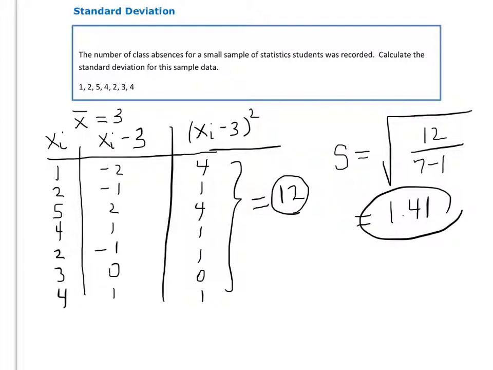Now you can see for a small data set, it was pretty straightforward and easy to do this calculation, but you can imagine that if you had a large data set, this would be very time consuming to do this way. So in that case, we look to software to help us compute the standard deviation.